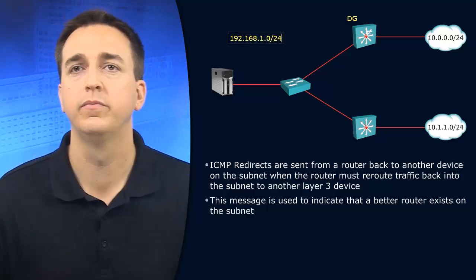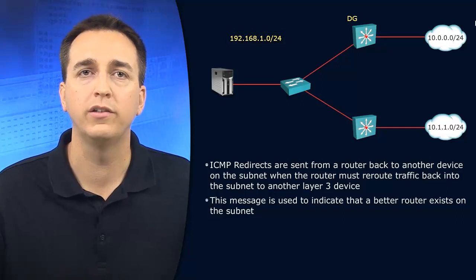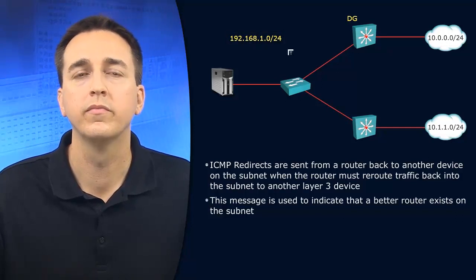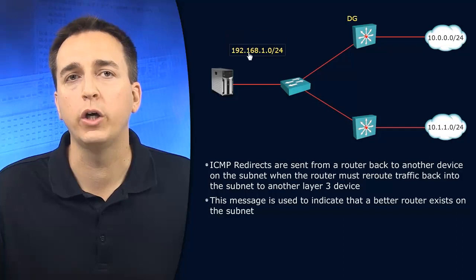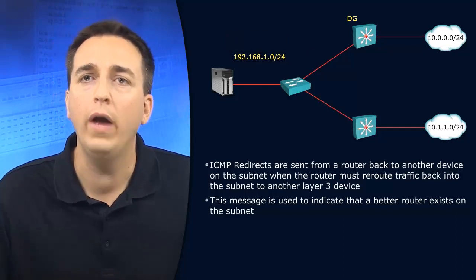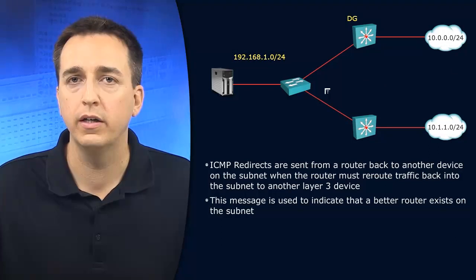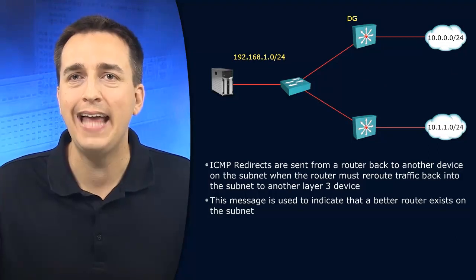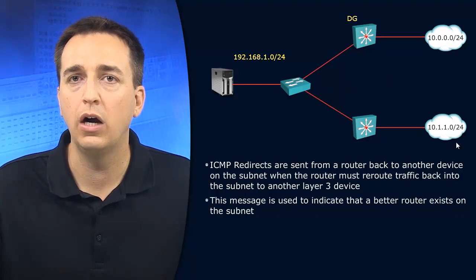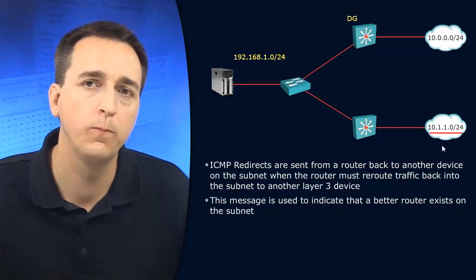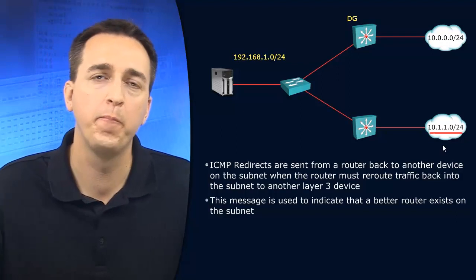Let's pretend that the network is the 192.168.1.0/24 network, where that server resides. What is going to occur when our server wants to send traffic to the 10.1.1.0/24 network? So this network over here. What's going to occur?